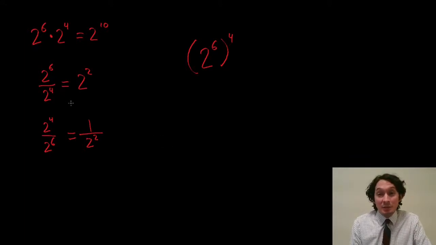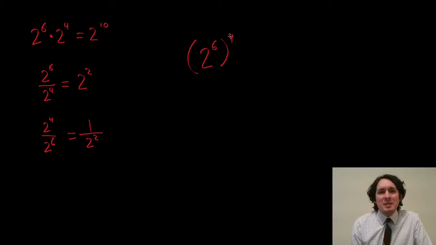We've seen that when we're dividing those same bases, we can subtract the exponents. 2 to the 6th power divided by 2 to the 4th is 2 to the 2nd, because I can subtract 6 minus 4. We've got to be careful about that one. If the bigger power is on the denominator, then my answer is going to end up on the denominator. So 2 to the 4th over 2 to the 6th ends up being 1 over 2 squared.